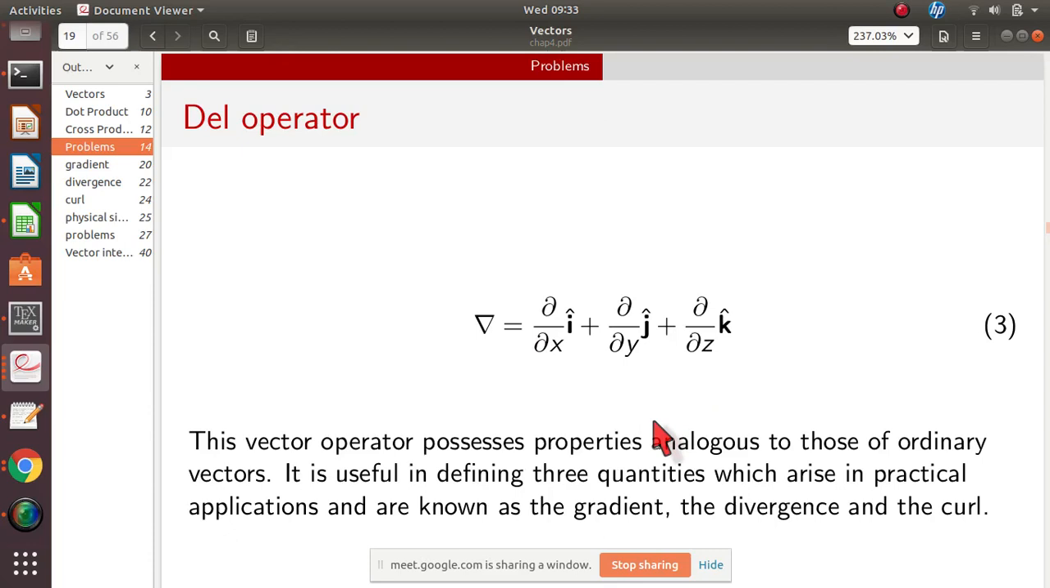And this is a normal vector. If you put a vector sign above del or not, it doesn't matter, it is a vector by default. So if you are using del and forget to put the vector sign, it's not an issue. This is a normal vector which possesses all the properties of ordinary vectors, and the main use of the del operator is defining the gradient, divergence and curl. We just have to apply it in gradient, divergence and curl. So any problem in defining the del operator?